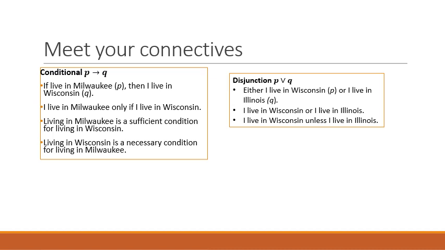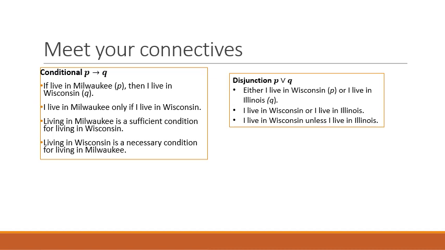Disjunctions have sort of fewer options, but there's a couple different ways in which you can do disjunctions. So disjunctions are typically or sentences. So you could say either I live in Wisconsin or I live in Illinois. So if I live in Wisconsin is P, I live in Illinois is Q. You get P V Q, but I think most people will recognize a disjunction even if you drop the either. So you could just say I live in Wisconsin or I live in Illinois. It'd be the same translation.